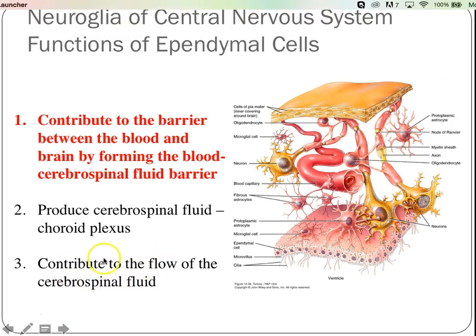And this last little point here, they contribute to the flow of cerebrospinal fluid. You'll see that they have some cilia on them. And again, wherever you have cilia, you're going to have movement. So the beating of the cilia helps the cerebrospinal fluid sort of flow around in the spaces where we find it. And we'll talk more about that later.